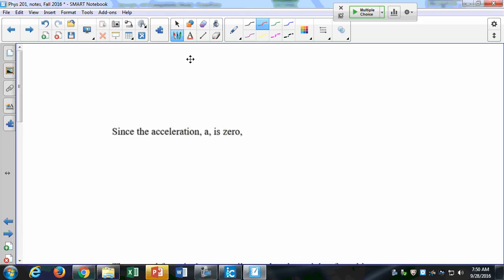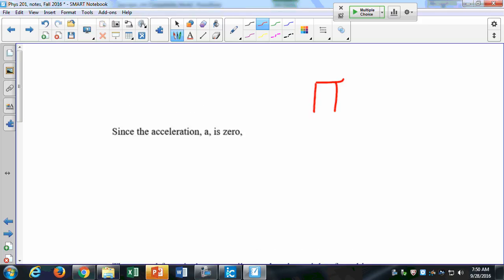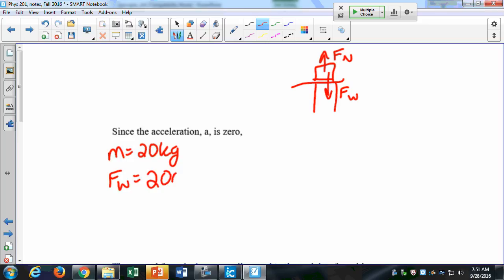In this case, if I have this table, I'm just going to redraw it here, where the weight is pushing down, the normal force is pushing up. Let's imagine that the mass of this block is 20 kilograms. That means that the weight is equal to 200 newtons, because Fw is equal to m times g. 20 times 10 is 200.